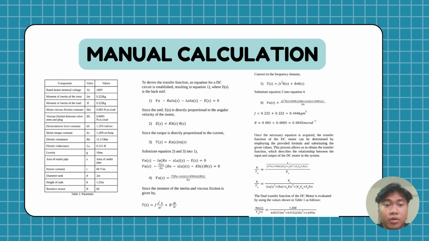An equation for the DC circuit is established, and as you can see, this is the equation: VA minus RAIA minus LAIA minus ES equals 0. And we got equations 2 and 3. Next, we substitute equations 2 and 3 into equation 1.